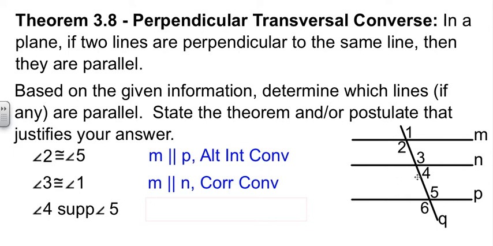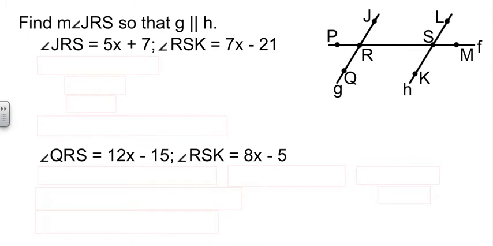Angle 4 and angle 5 are supplementary. Well, that tips me off that I'm probably looking at consecutive interiors or consecutive exteriors. They're between two lines, so they're interior. Which lines are they between? N and P. So N would be parallel to P by the consecutive interiors converse.